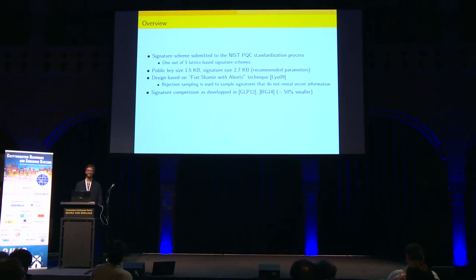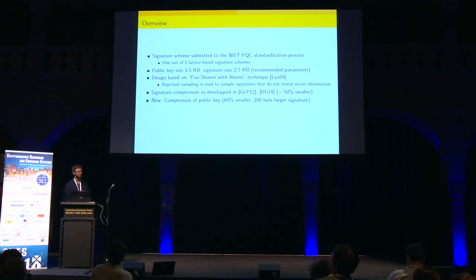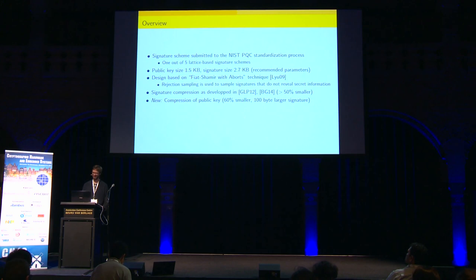On top of this, the scheme also includes an important improvement which was developed in a series of papers in 2012 and 14, where you basically only send half of the data in the signature and therefore get a signature compression which makes signatures 50% smaller. From this, there are a couple of new things in Dilithium. The most important is that Dilithium now also has public key compression. Compared to earlier schemes, the public keys are about 60% smaller, with a small cost on the side of the signatures: they grow by about 100 bytes.